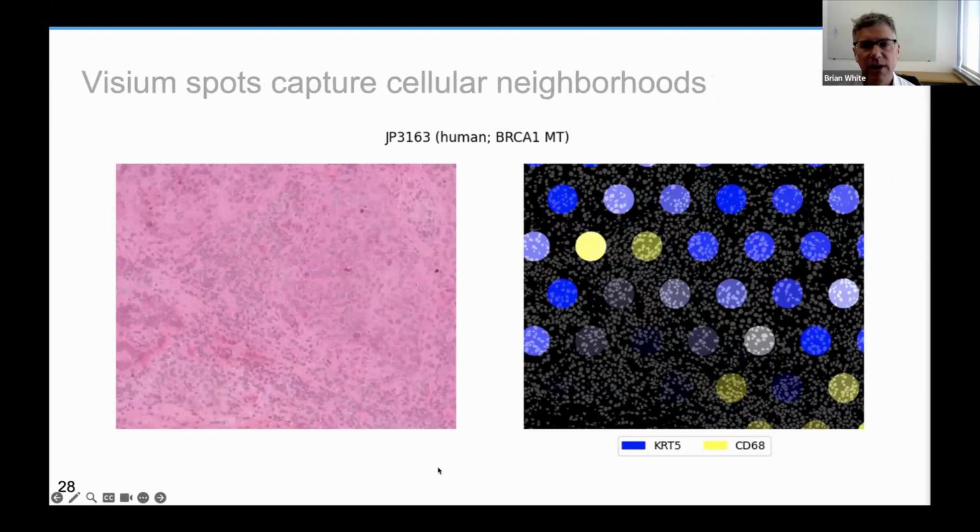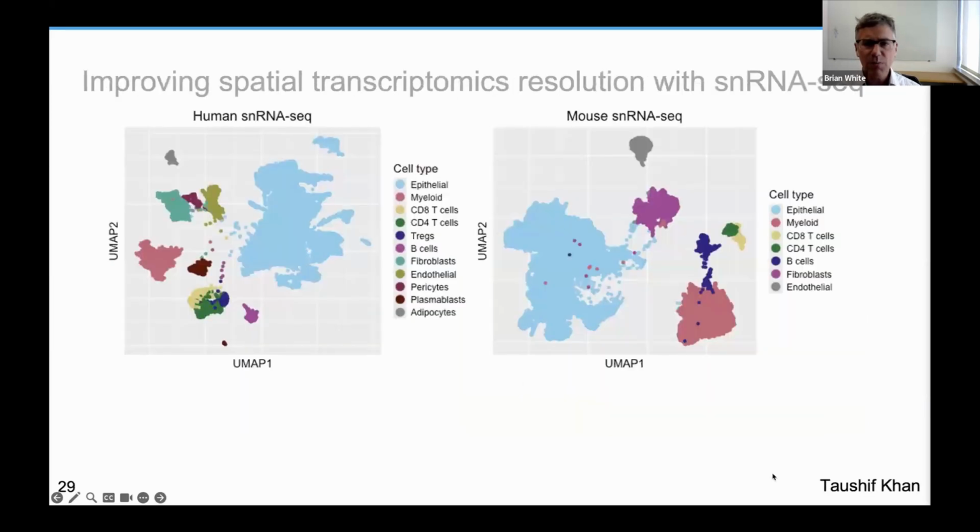Zooming in, we can see how the 55 micron spots capture about 10 to 20 cells after I've segmented the cells. And we see that there are some strongly blue spots that presumably contain mostly epithelial cells, and strongly yellow spots that contain presumably mostly myeloid cells, and then those greenish spots that contain a mix. But we can quantify this, we can make this more precise by estimating the cell type fraction in each spot using so-called deconvolution methods that I'll describe briefly here.